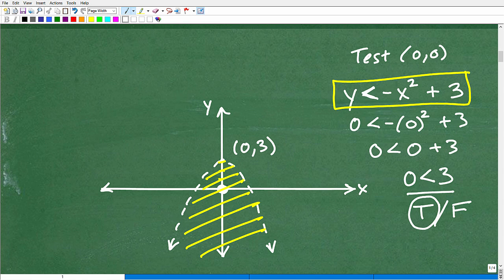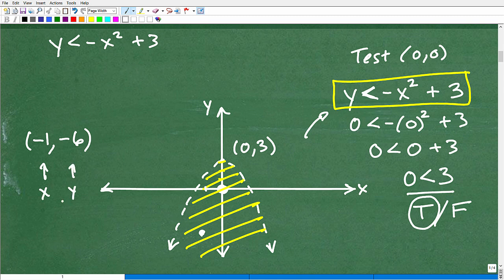But let's take a value that we know is in here. Looks like let's test (-1, -6). And we're going to test this. It looks like this is in our solution region. I don't have this on the actual graph, but let's test it in here. I believe if it is, in fact, in our solution region, this should be a true statement. So let's go ahead and test that. So we have y is less than -x squared plus 3. Remember, this is x and this is y. We're just testing a point in here just to satisfy that, in fact, this is the way this works.